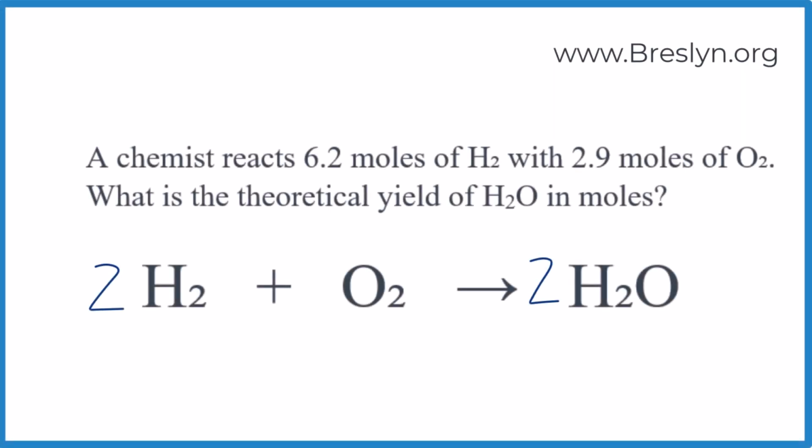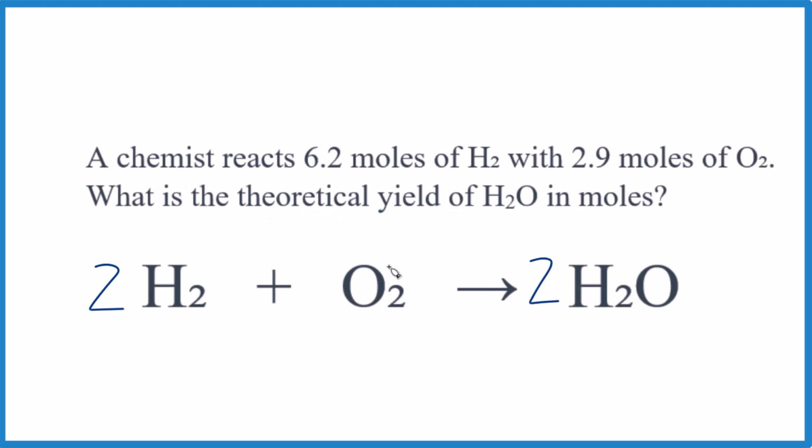Often with limiting reactant problems, we're asked to calculate the theoretical yield. And what that means is, what is the most of this product here, this H2O, that we can make if the reaction proceeds perfectly? In the lab, things don't always work out perfectly, but we're assuming everything is perfect. What's our theoretical yield? So first we need to find the limiting reactant.